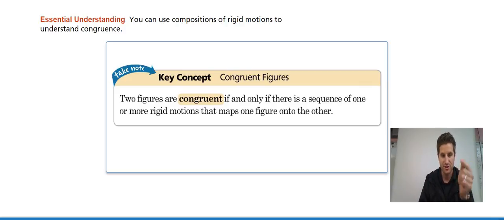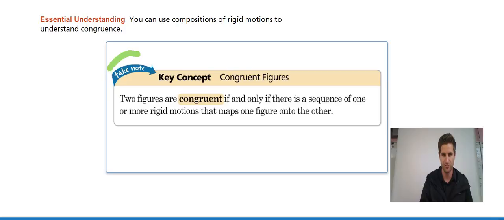Alright, so essential understanding. You can use compositions of rigid motions to understand congruence. Now we've kind of gone over this already when we played our game. We're going to go over this again, but now we're going to go into the analog world. So let's look at our first key concept.